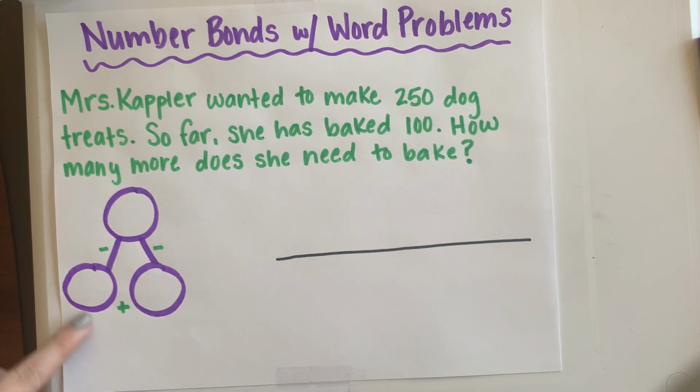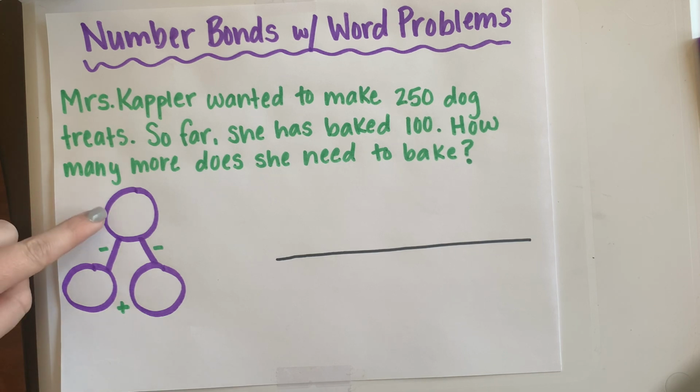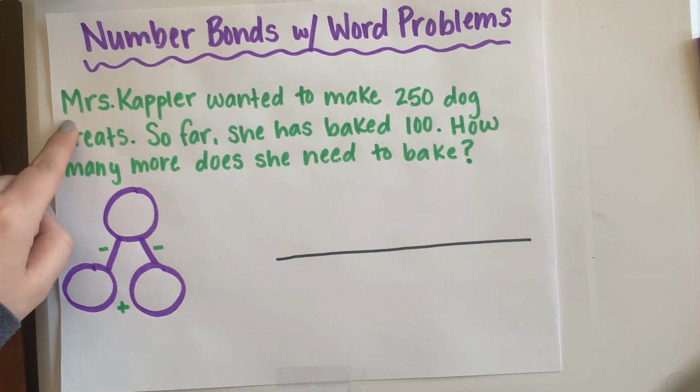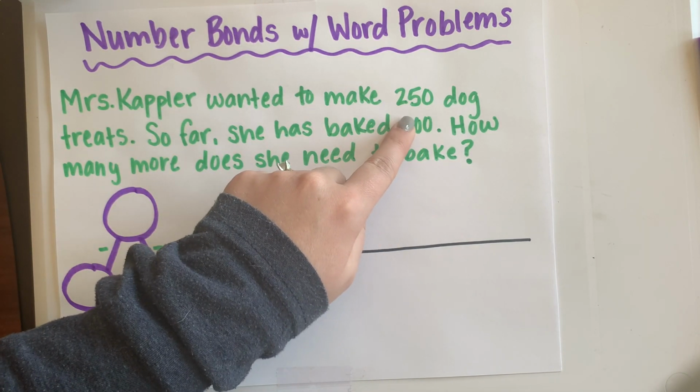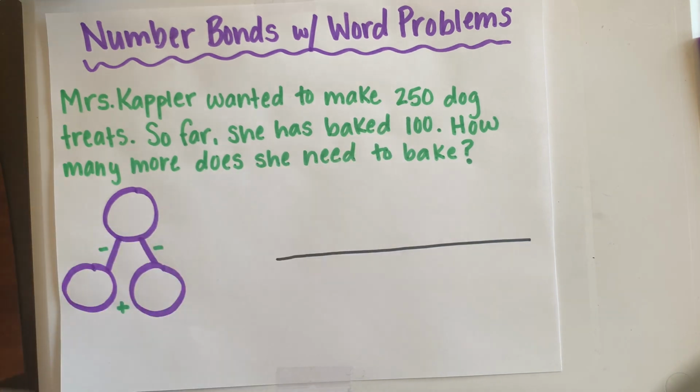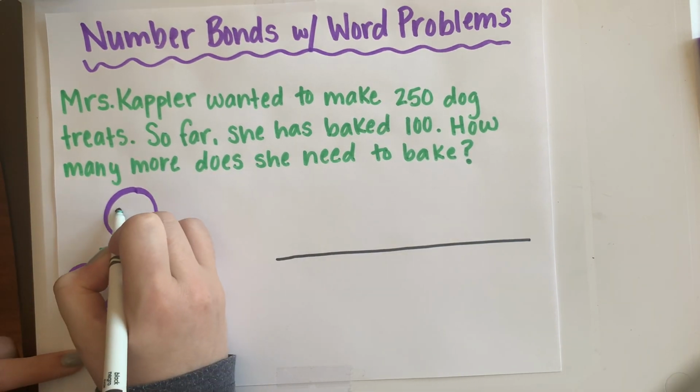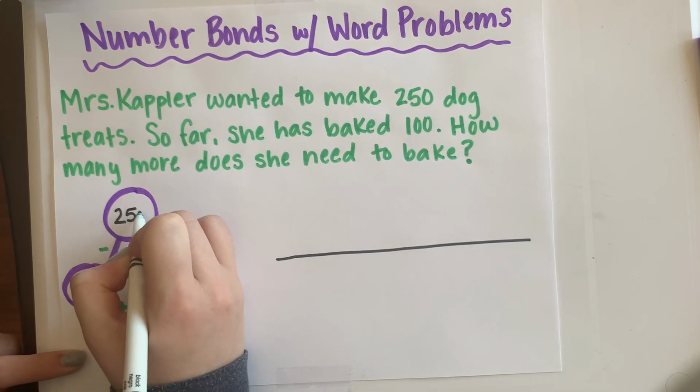So I've drawn my number bond right here, and the first thing I need to think about is is there a big number? Is there a whole? Is there a total? And when I'm reading, there is. We know that Mrs. Kapler wanted to make 250 dog treats all together. That was her whole. So I'm gonna put 250 up top.